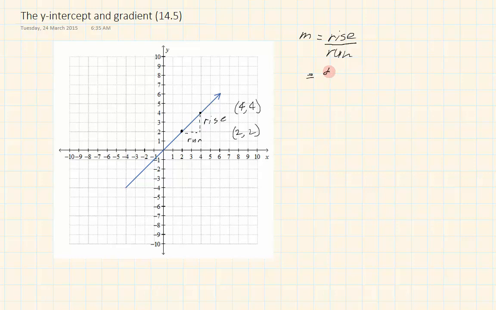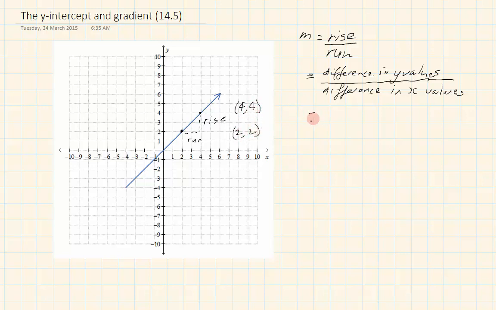So rise is the difference in the y values of our coordinates, and the run, of course, is the difference in the x values. So you may want to remember the formula for gradient as a difference in y values and a difference in x values. Looking at our two coordinates now, we've got 4, 4 (4 x value, 4 y value), and 2, 2.